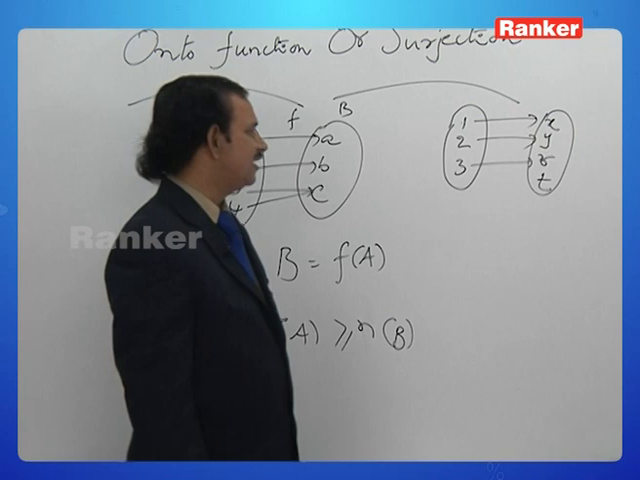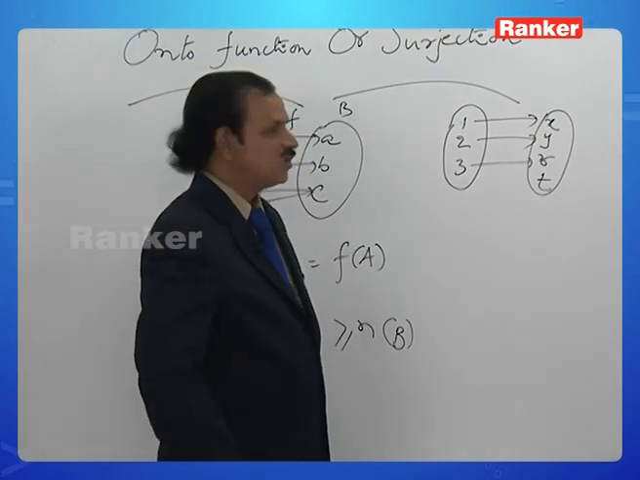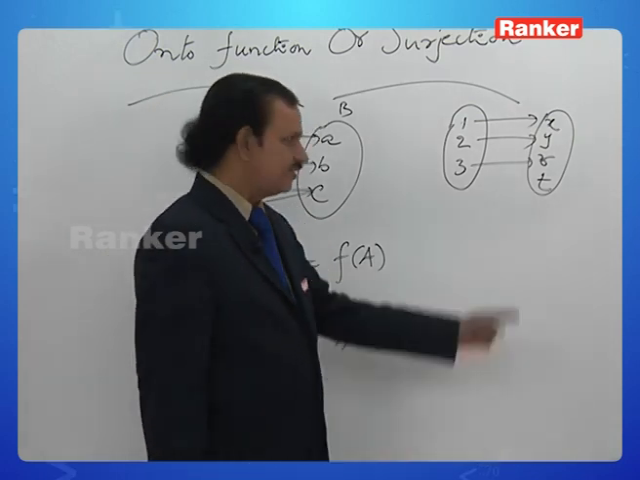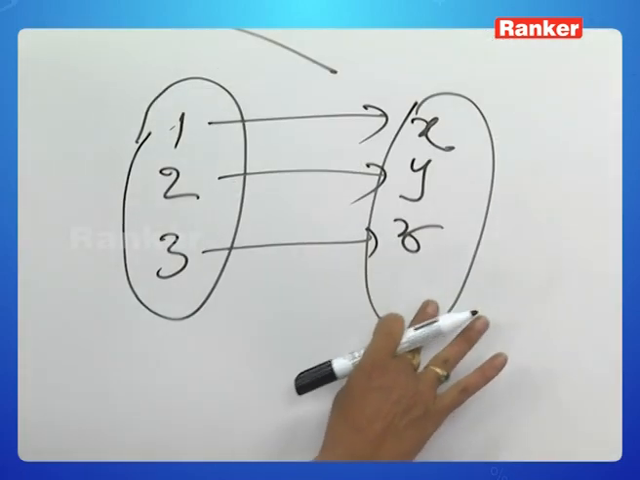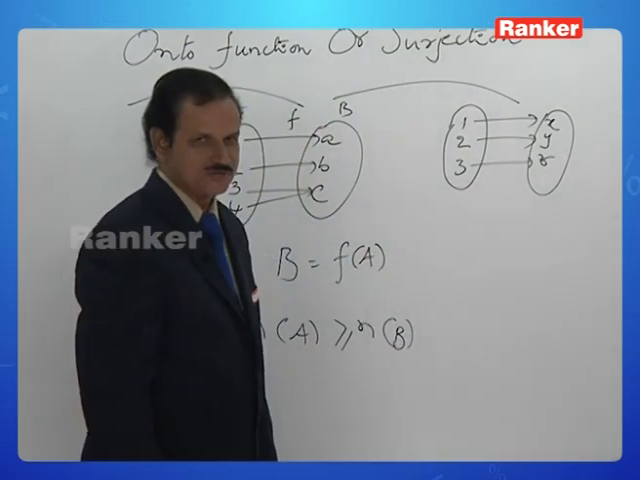What is the codomain here? X, y, z and t. But what is the range? X, y, z only. It is not an onto function. If you omit this element from the set, then it becomes an onto function.